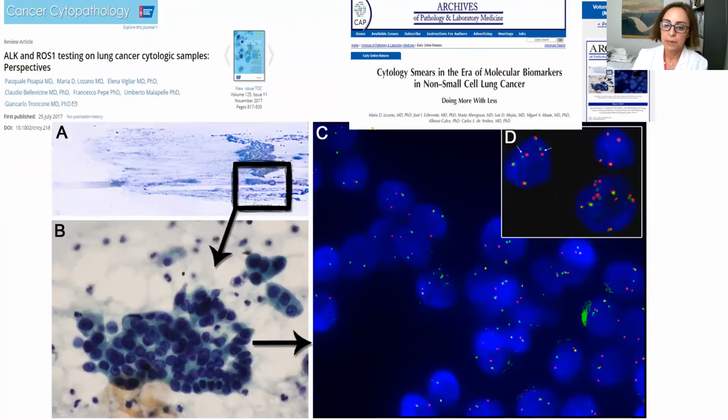And there are many papers in the literature showing the success of doing FISH on smears. What we do is just select the area of interest where the cells are. We analyze isolated nuclei, and don't waste the probe on the whole smear. And here we can find very nice results.